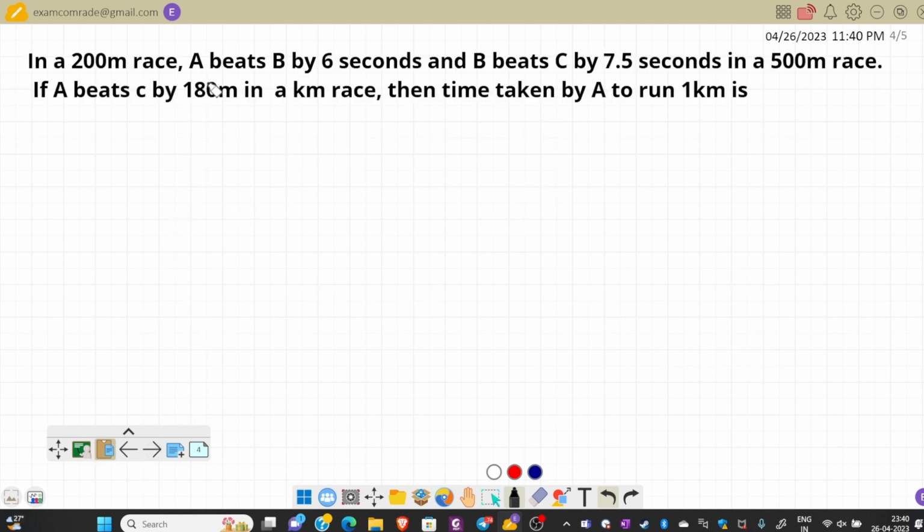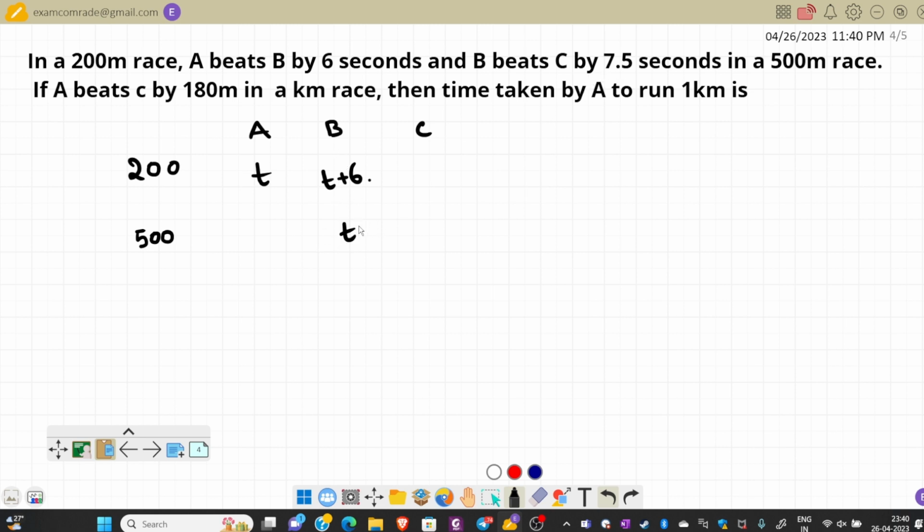In a 200 meters race, A beats B by 6 seconds and B beats C by 7.5 seconds in a 500 meters race. Okay, there are a total of 3 cases given. We need to find a correlation between them. First case is 200 meters. A will take a time t and B will take t plus 6 seconds. Okay, second case, it is between B and C.